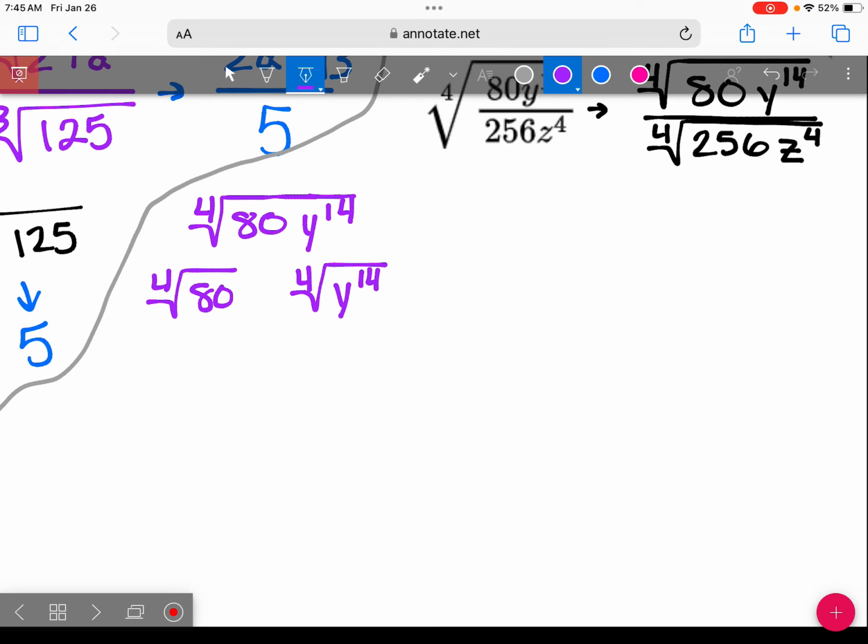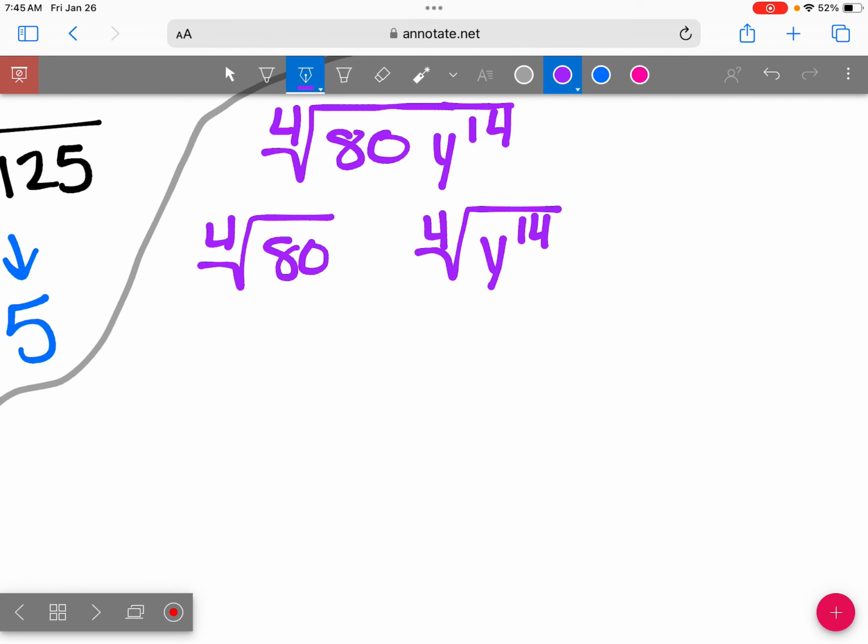And what we need to look for is whether there are any perfect fourths inside 80. 20 is not a perfect fourth. That's one weird thing, because we haven't worked with fourths at all. So let's make a list real quick on the board. Grab a curve. When we're dealing with weird roots, make yourself a list of values for us to spot easily.